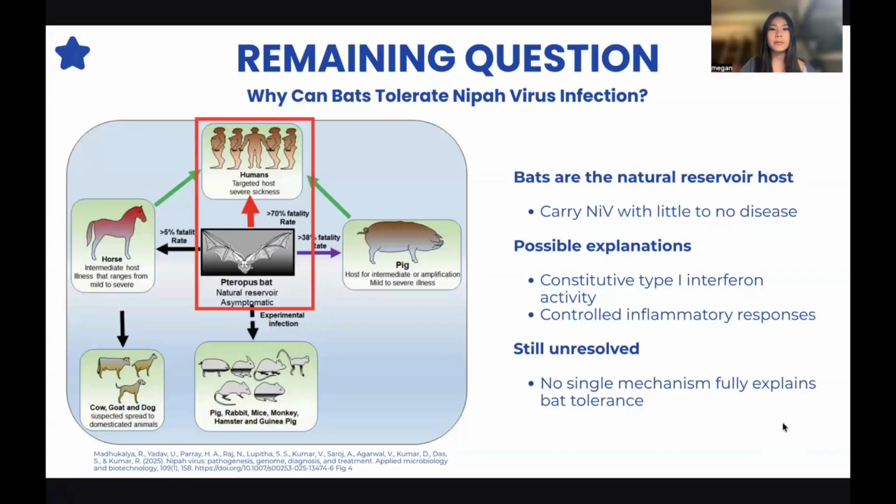Bats also appear to regulate inflammation differently than other mammals. In many severe viral infections, including Nipah itself, much of the pathology comes from the host's inflammatory response rather than the virus alone. Bats seem to be able to control the virus while avoiding excessive immune-mediated tissue damage. However, it's really important to emphasize and recognize that this is still an active area of research. We have several hypotheses, but there's currently no single accepted mechanism that completely explains why bats tolerate Nipah virus infection while humans and other mammals develop severe disease. Understanding this, however, could potentially reveal new therapeutic strategies for reducing disease severity in humans.